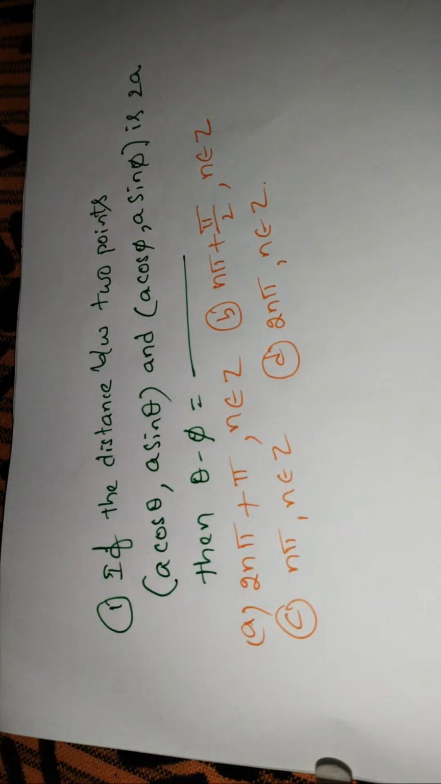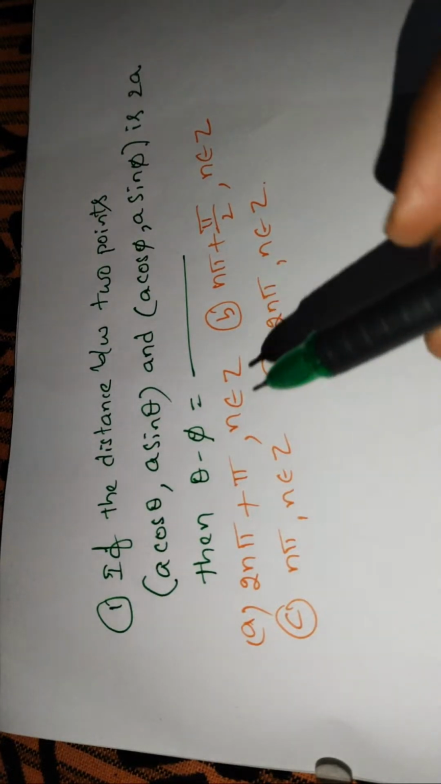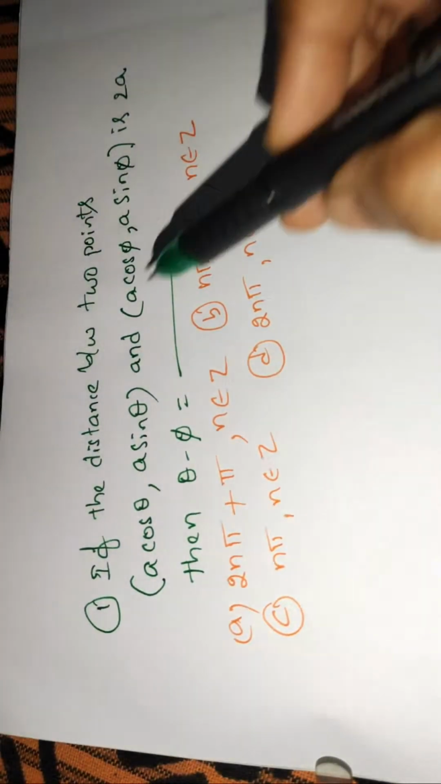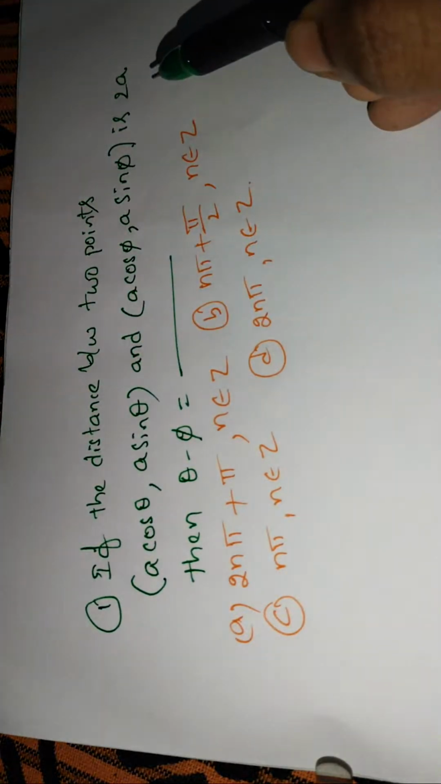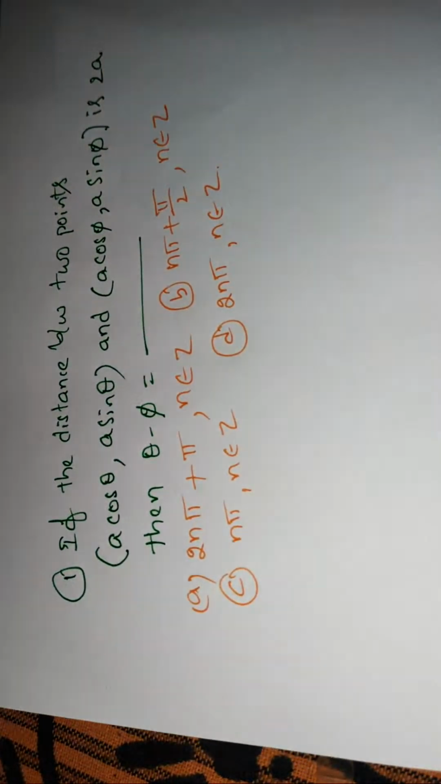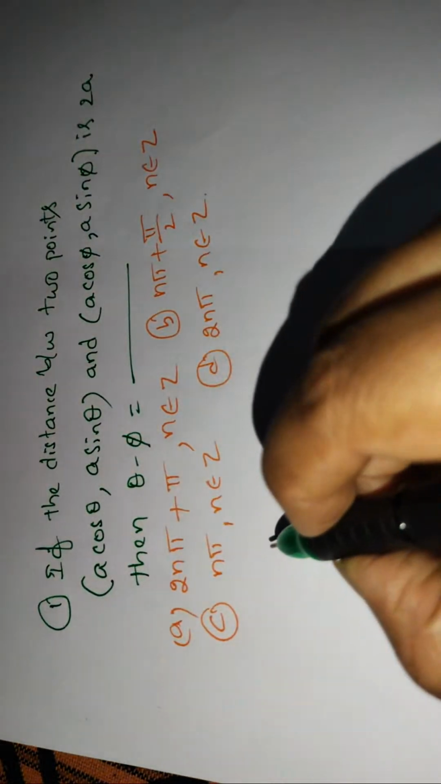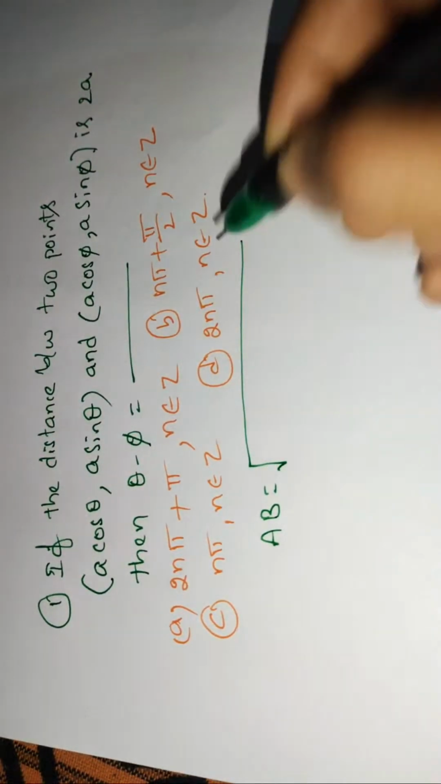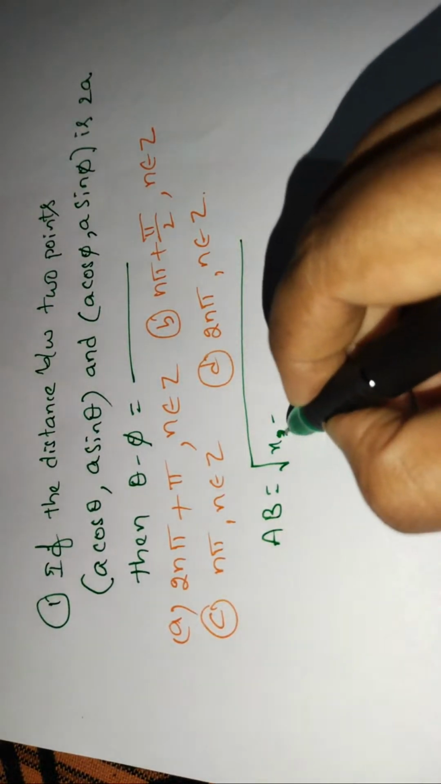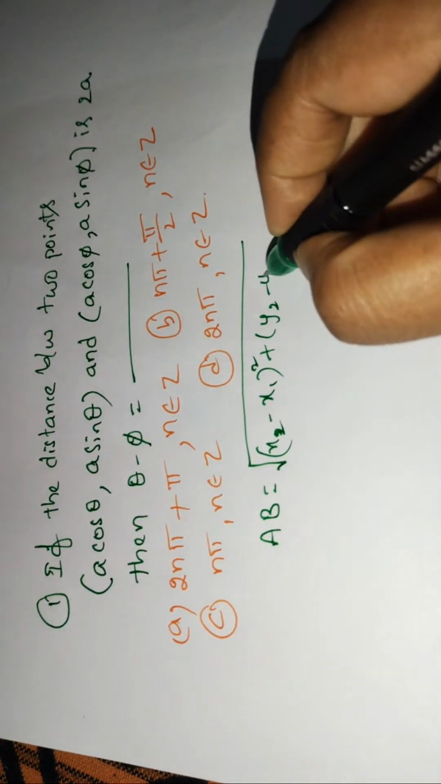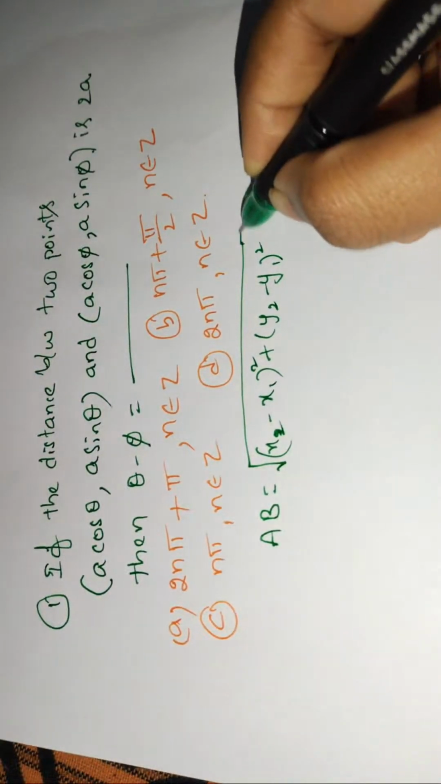Now we will do this problem. How can we do it? First I told the distance between 2 points formula, and here they told the distance between these 2 points is 2a. The distance is already given as 2a. Now first I will write the formula. AB is equal to square root of x2 minus x1 whole square plus y2 minus y1 whole square.